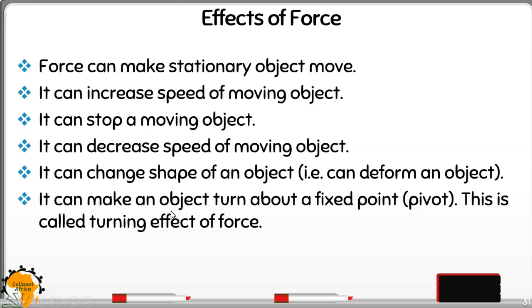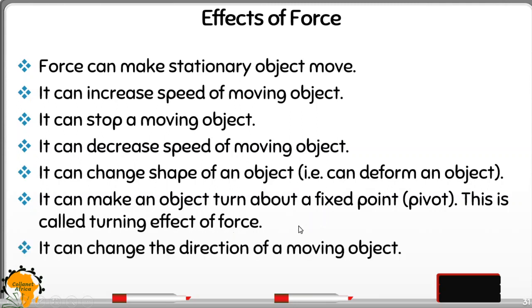Then it can make an object turn about a fixed point. When you are closing or opening your door or your rockers, that point that is fixed is where we have the hinges. You find that by applying that force, you always turn that door or that rocker at that particular point. That is what we call the turning effect of a force.